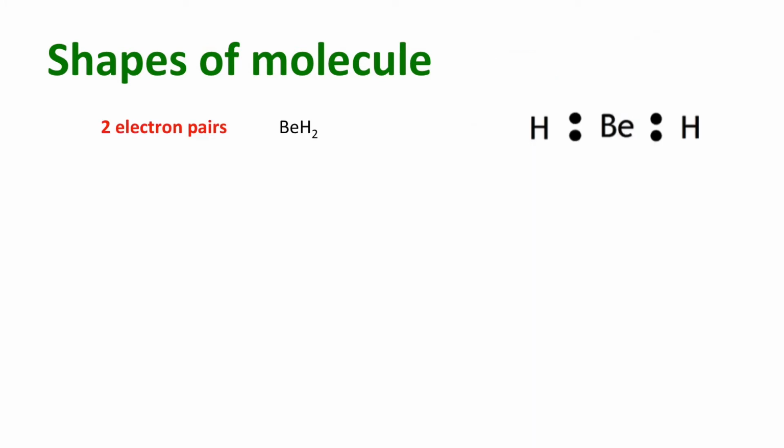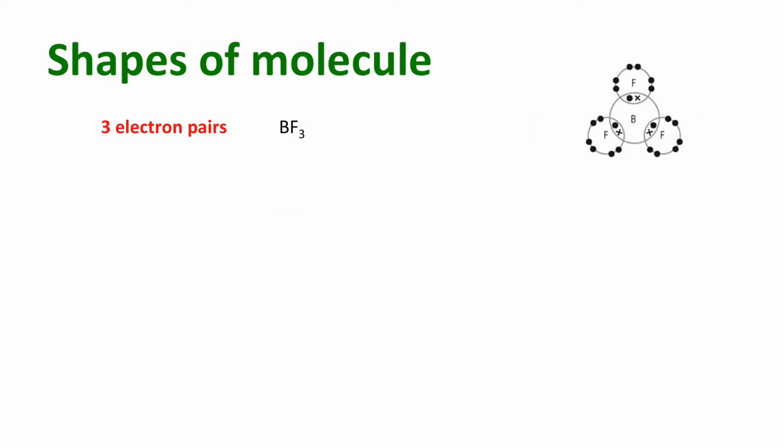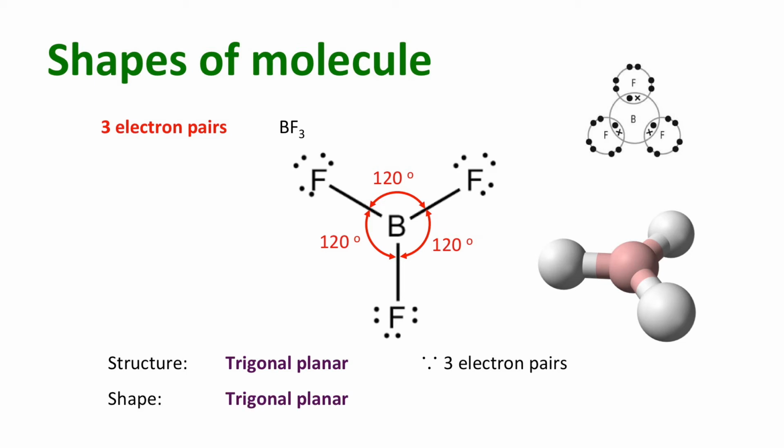For the species with 2 electron pairs, like beryllium hydride, BeH2, because they have 2 bond pairs, the furthest separation is 180 degrees, like this. So the structure is linear, because they have 2 electron pairs, and the shape is also linear. For those species with 3 electron pairs, like BF3, they try to separate into 3 identical angles. It's 120 degrees, like this. So the structure is trigonal planar, because all 4 atoms can be located in the same plane. That's what we call planar, and the shape is trigonal planar.